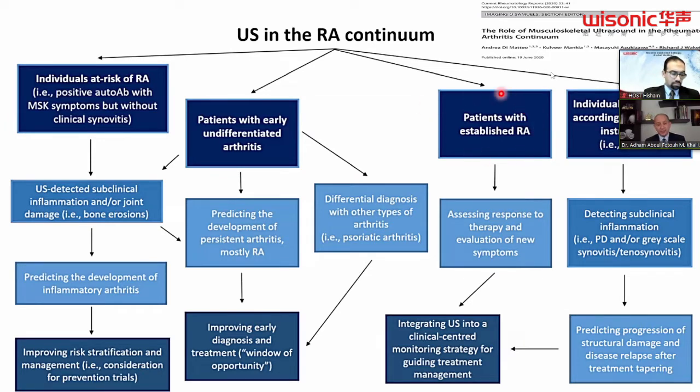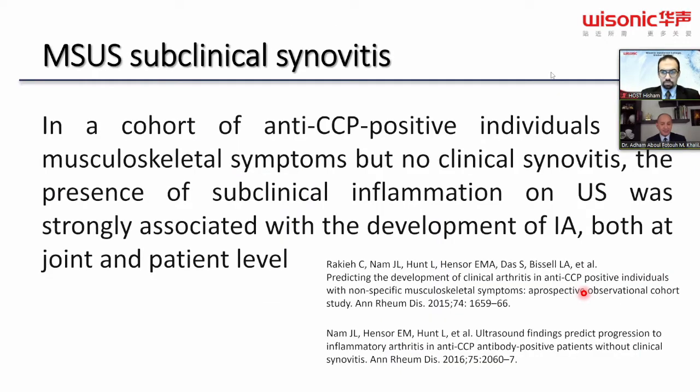What about the patients with established rheumatoid arthritis? We have the tool of ultrasound to assess the response and for therapy evaluation, and integrating ultrasound into the clinical monitoring strategies, guidelines or criteria is really important and useful. Now, for individuals in remission according to, for example, the DAS28, DAS28-ESR or whatever, we can detect with ultrasound subclinical synovitis, subclinical inflammation, like using combined grayscale and power Doppler. And there are some studies that correlate this to prediction of progression of structural damage or prediction of disease activity.